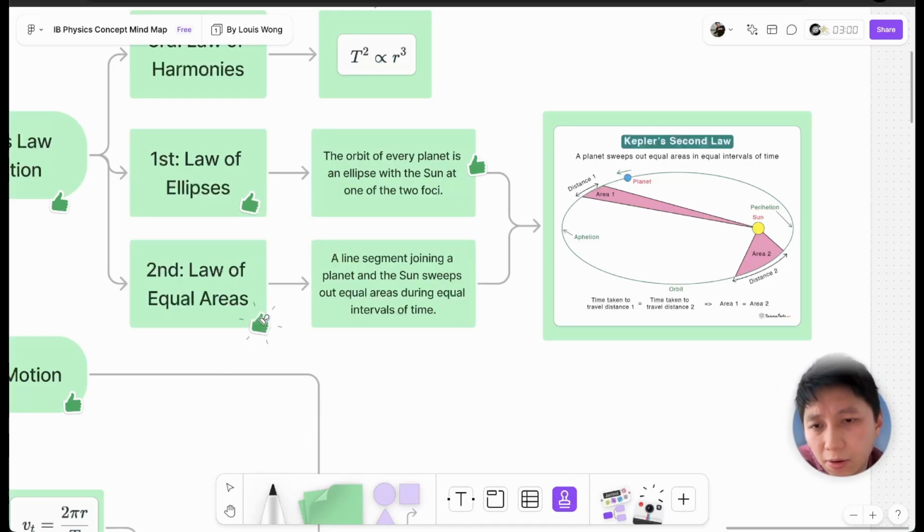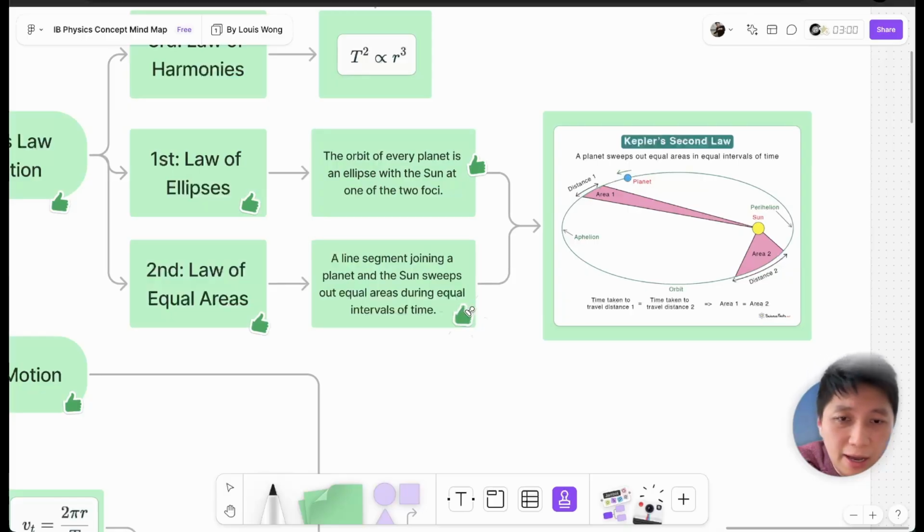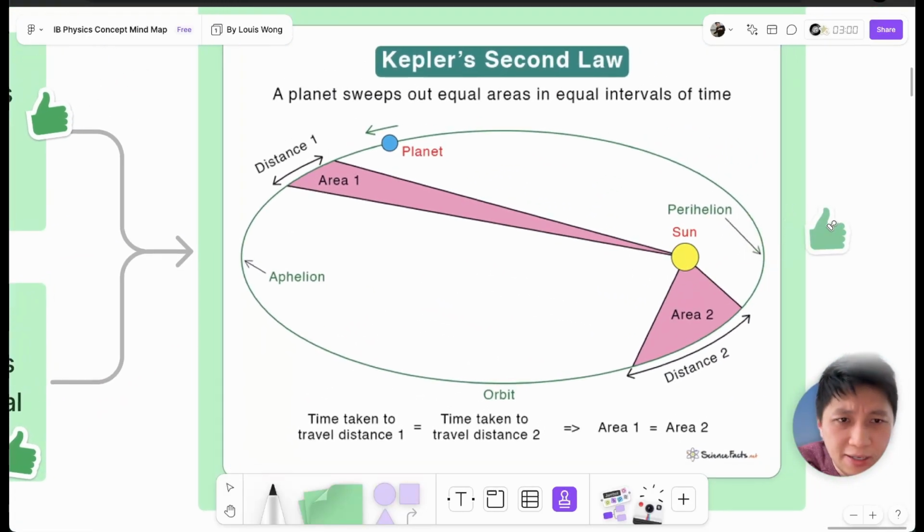Now the second law, which is also related to, if you're in A-level, you learn about angular momentum, in A4, then you understand. If you don't, it's fine. But basically the law is saying that the area swept by the planets over the same amount of time will be the same area. So essentially, I think it's easy to understand visually.